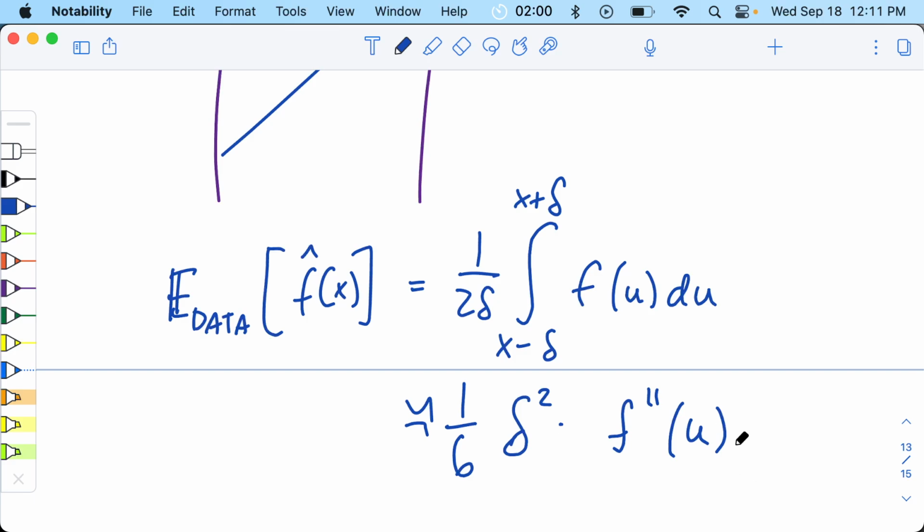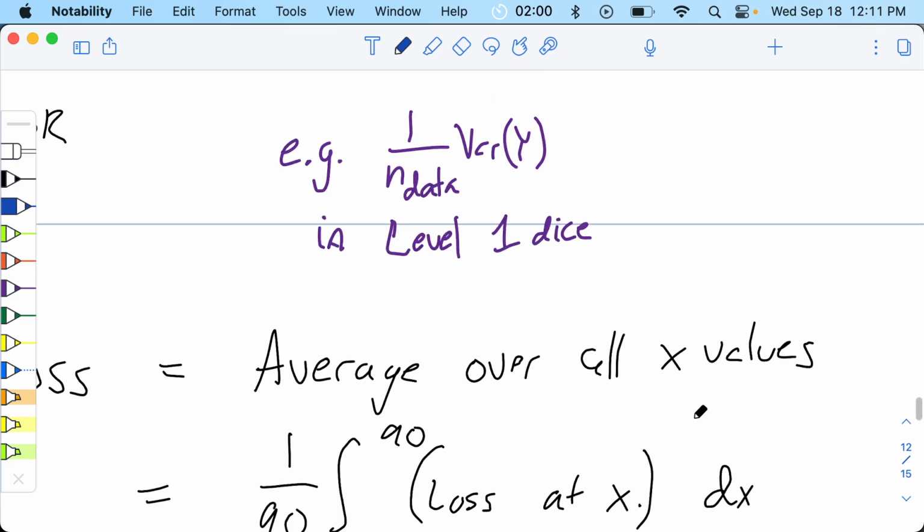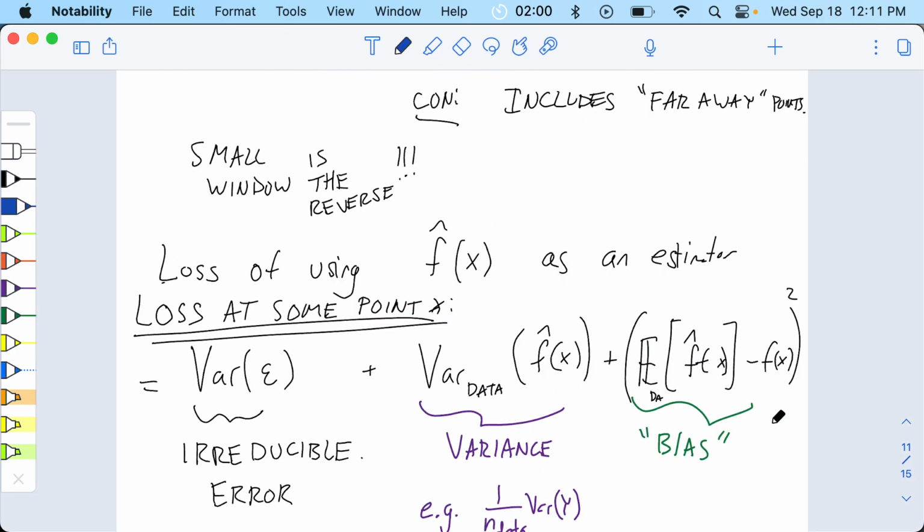And this kind of thing is part of what is contributing to our trade-off. The thing we actually care about is this total thing over here. And that is why you don't want to make the window too big. If you make the window too big, this bias increases like delta squared. So as you make delta bigger and bigger, that bias term is going to swamp your error. So you don't want to make delta too big. It needs to be balanced with the variance.